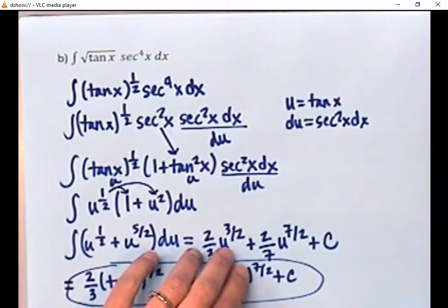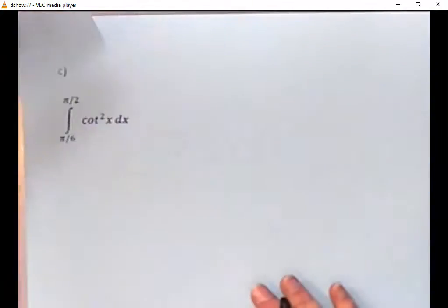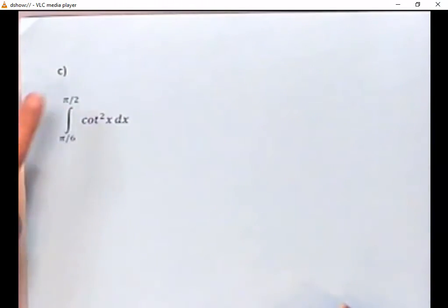This one has cotangent squared in it. So let's see what we can do with that one. This one does have limits, so don't let me forget those at the end. This one goes from pi over 6 to pi over 2, and we're doing cotangent squared of x dx.